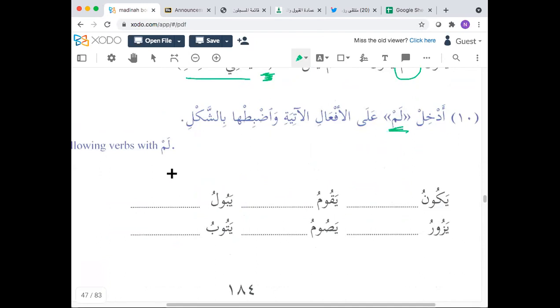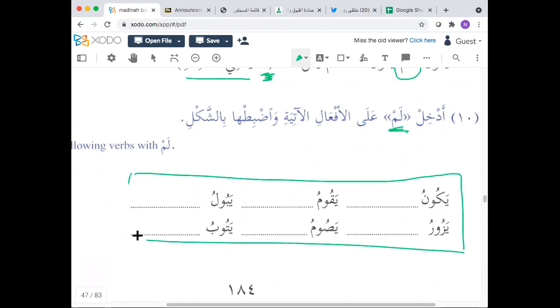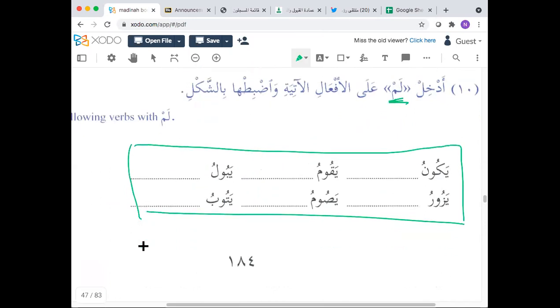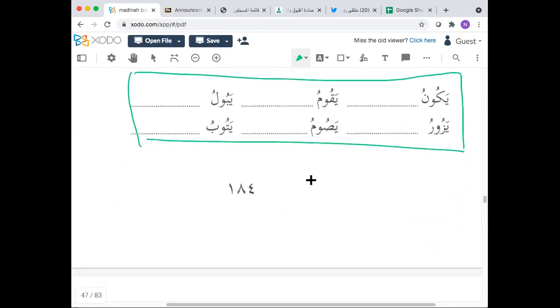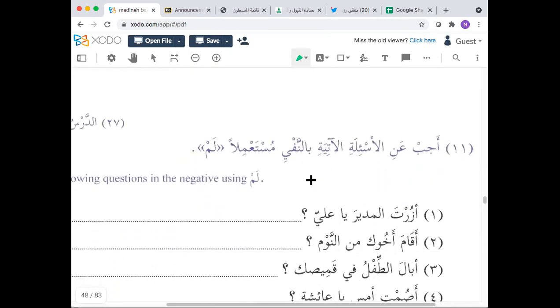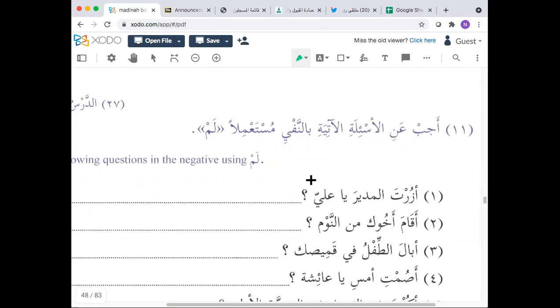Then they said add lam to these verbs and rewrite them. Please prepare that. Beginning of next class, inshallah, I will ask you all to contribute your answers to this exercise. Okay, this is homework for next lesson. Please remember to remind me to ask you.